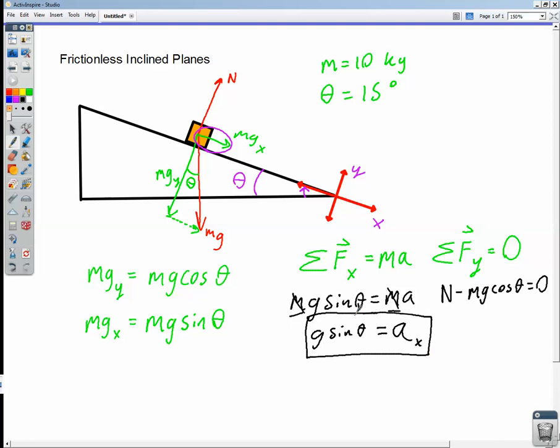And in the absence of any other forces acting up the ramp or down the ramp, which we'll get to, especially when we talk about friction between the ramp and the block, then the acceleration is just g sine theta. Plugging in 15, it's 9.8 times the sine of 15 degrees. We end up with 2.54 meters per second squared. Which totally makes sense. It should be less than 9.8 meters per second squared.